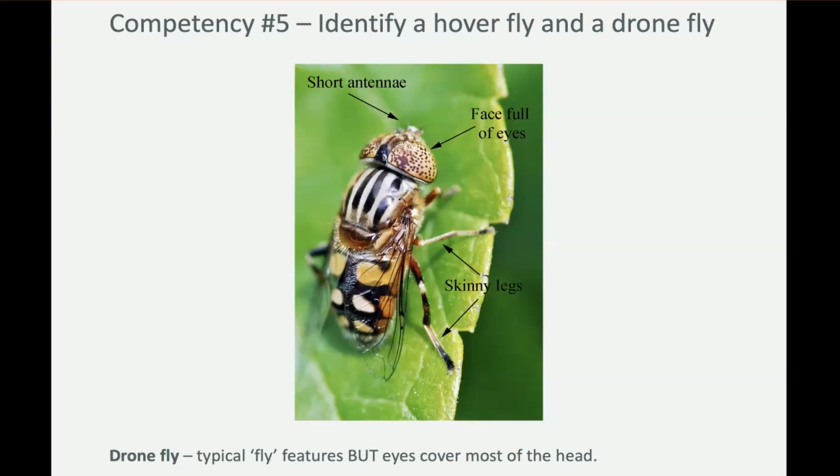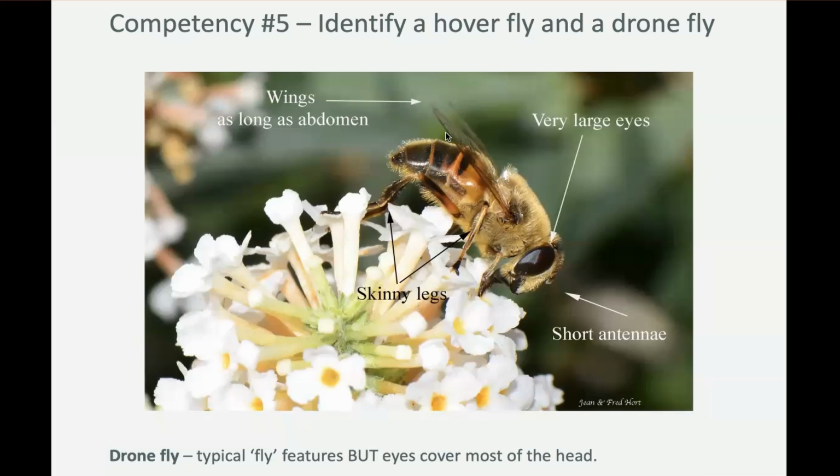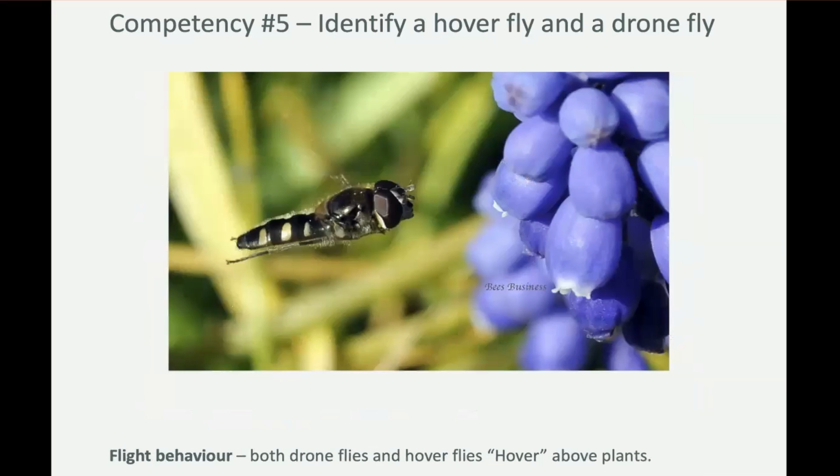The droneflies are a more sturdy, stocky sort of fly as well. Again, they've got skinny legs. It's hard to see here, but their wings are a little bit longer than their abdomen, unlike bees. Bees' wings are a bit shorter. Here we've got the big, large eyes and the short antennae and the skinny legs. This is typical fly characteristics. Here we've got a hoverfly, short antennae, slim body, eyes at the front of the head, skinny legs, and they hover. So if you see flies just hovering, it's probably a hoverfly or a dronefly.